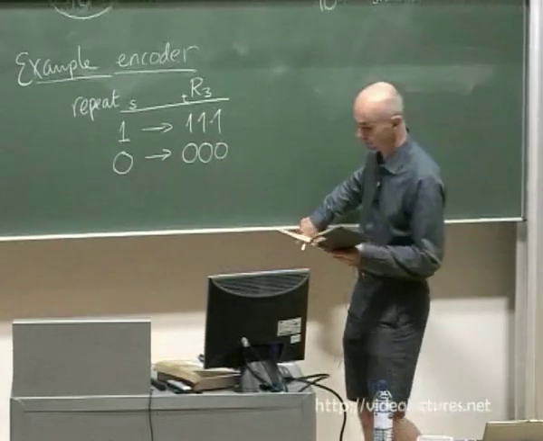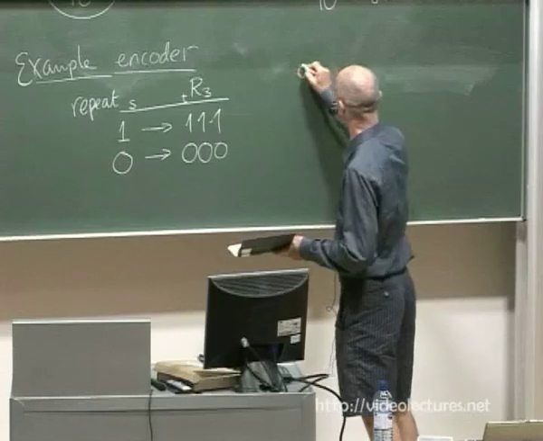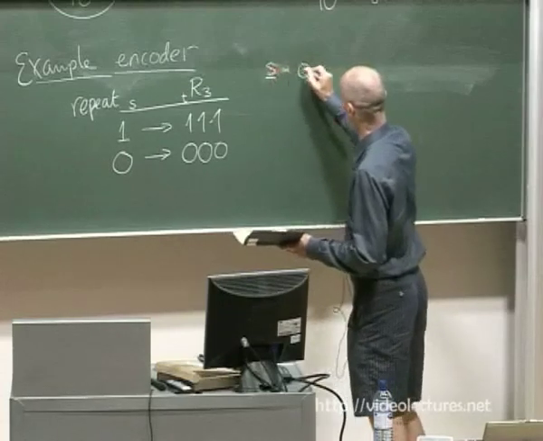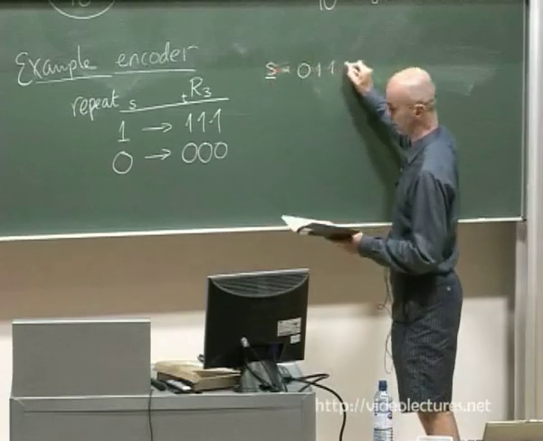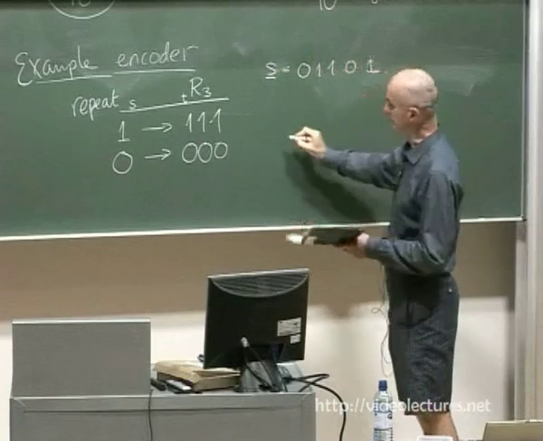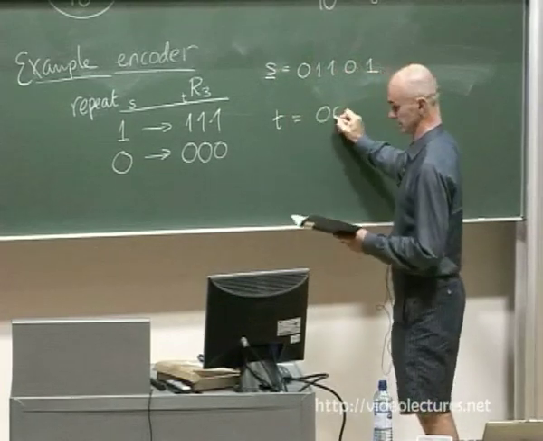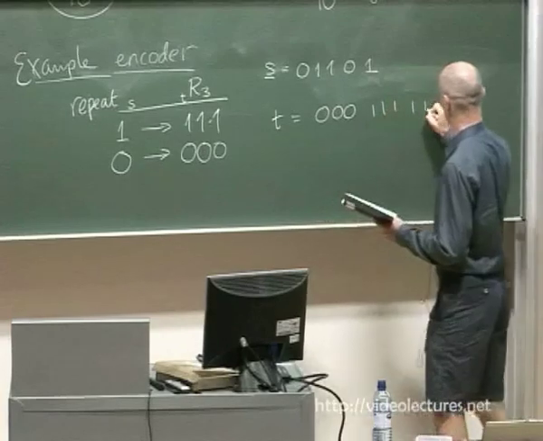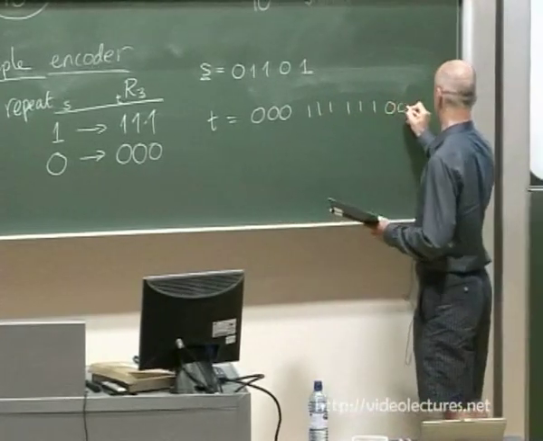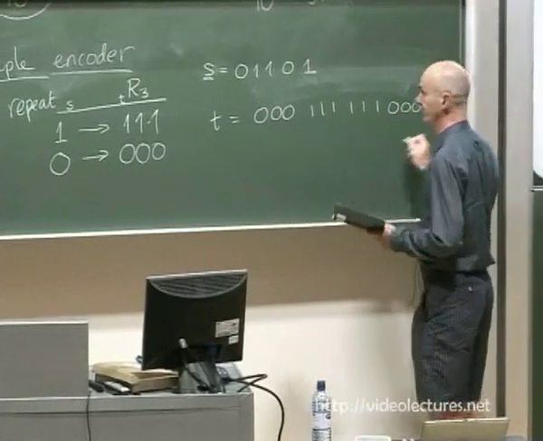So for example, if the entire source file were 011001, then we would transmit 000111111000000111.